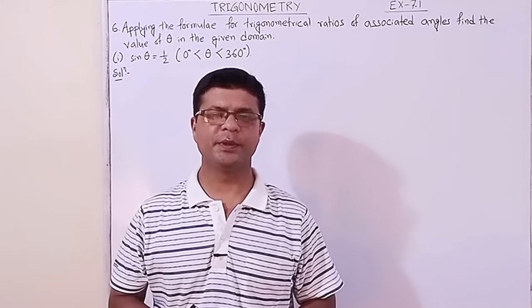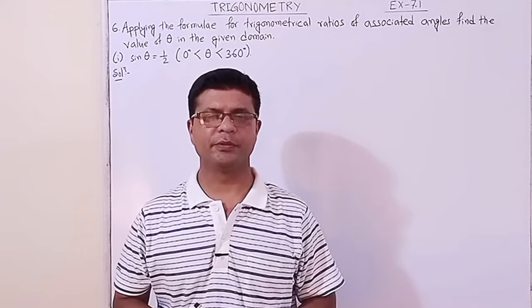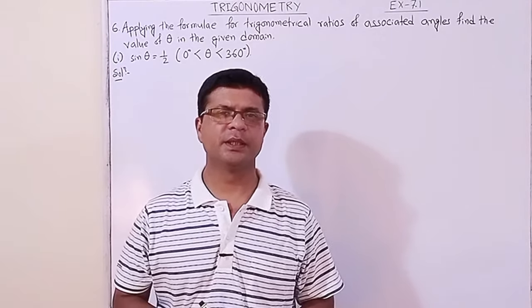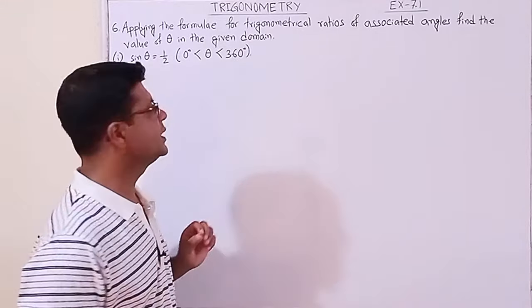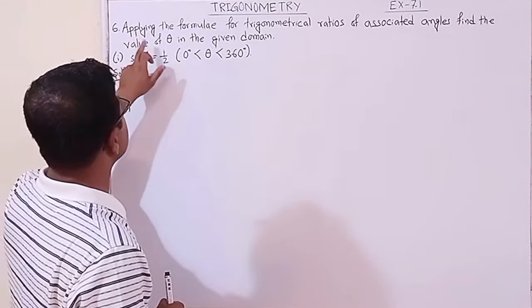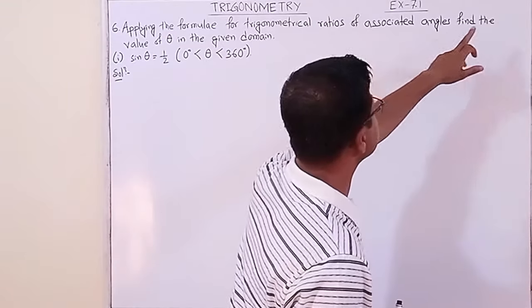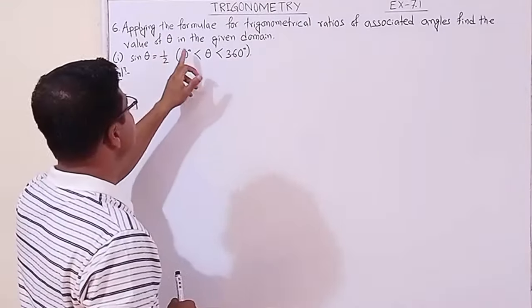We are in the chapter Trigonometry and exercise 7.1. Here two questions are left to complete, question number 6 and 7. So today at first let us take question number 6. Let us read the question. Applying the formulae for trigonometrical ratios of associated angles, find the value of theta in the given domain.